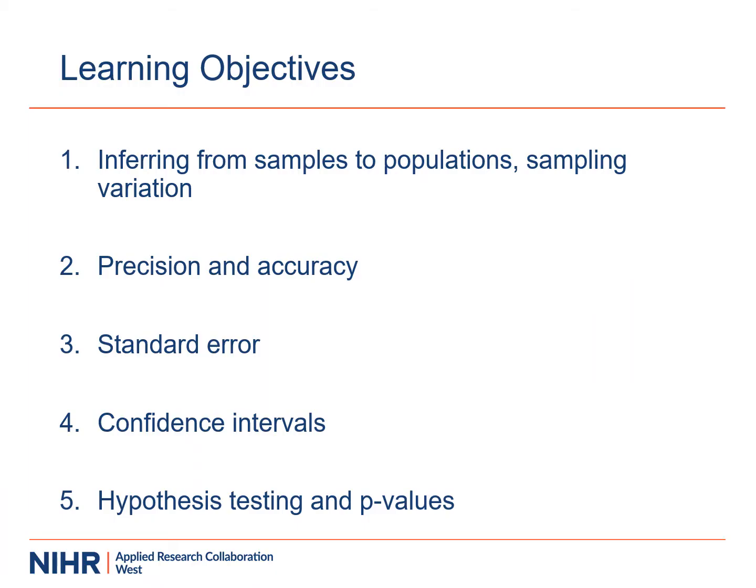These are the learning objectives of this second session, so hopefully by the end of this lecture, you will have a better understanding of the following. So that's what it means to infer from samples to populations. You will understand what sampling variation means, the difference between precision and accuracy, why we need standard error, what it means, and how we can use it to calculate confidence intervals, and finally, when you will use hypothesis testing and how to interpret p-values.